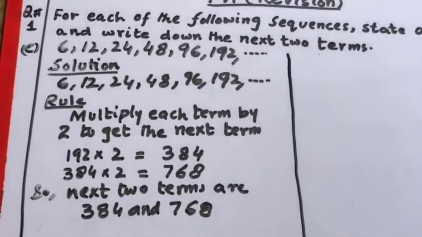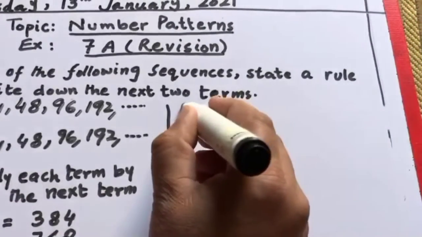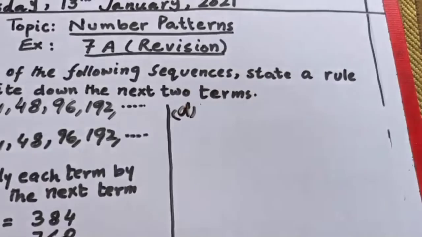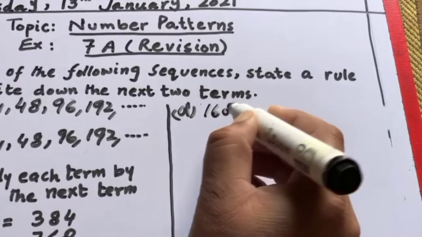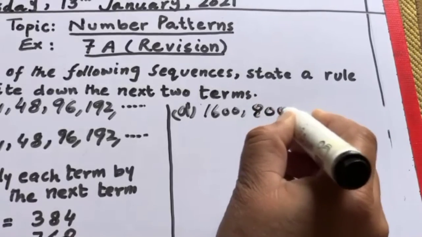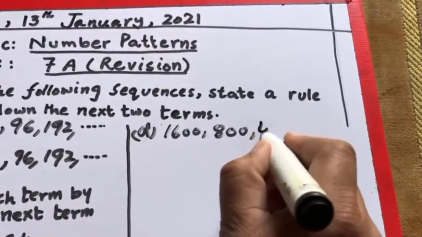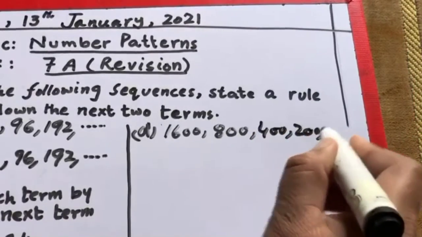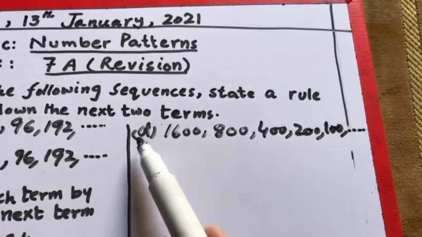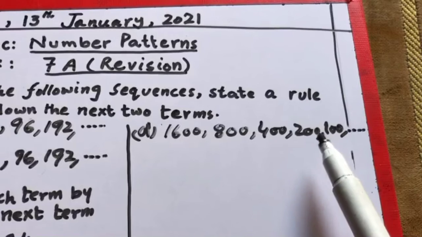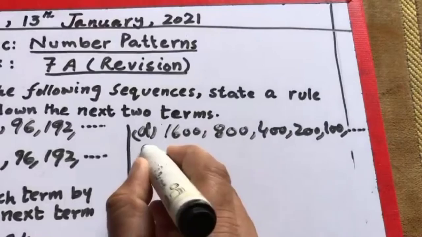Now we are going to solve the next part of this question, which is D. The number sequence which is given is 1600, then 800, then 400, 200, 100, and so on. In this number sequence we have to find the next two terms of the given number sequence.